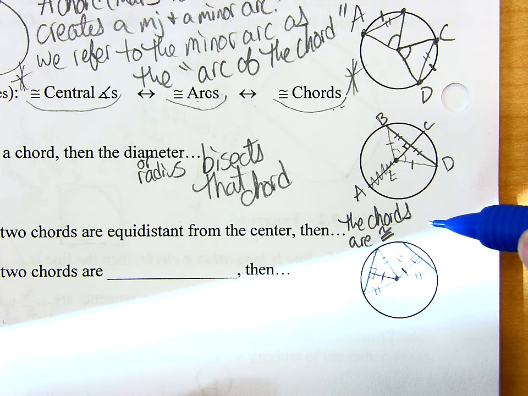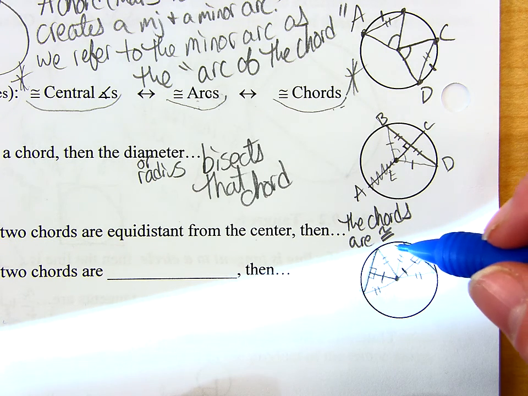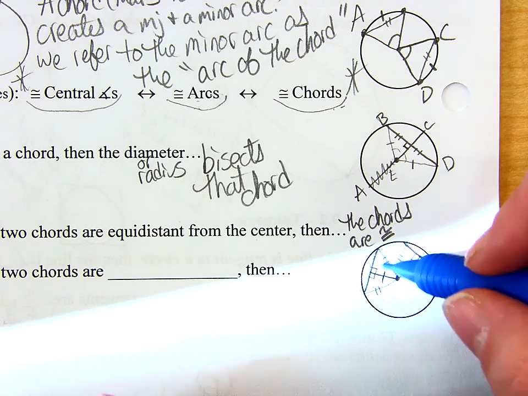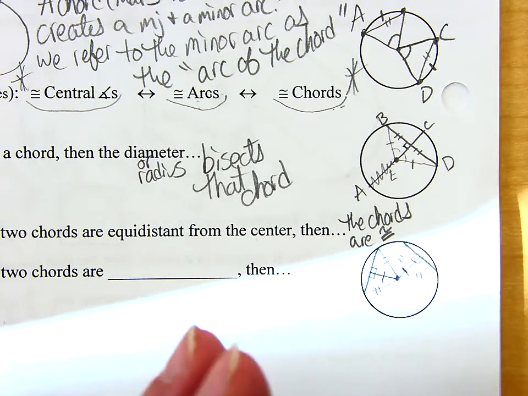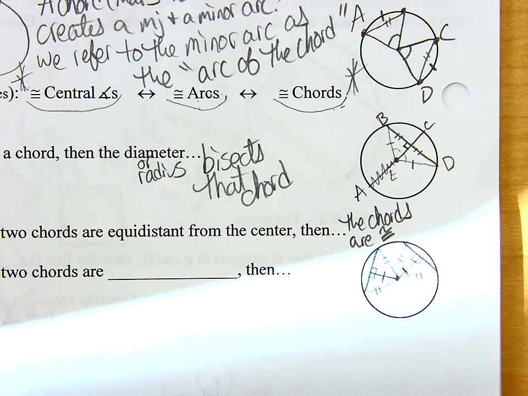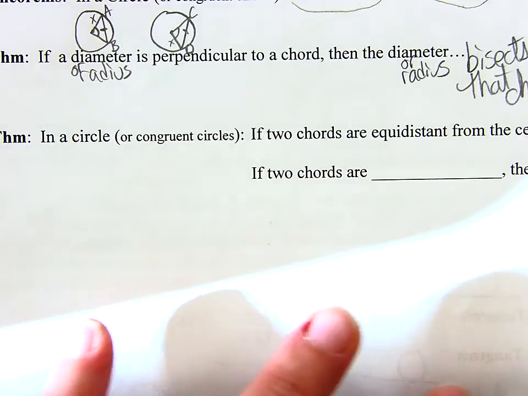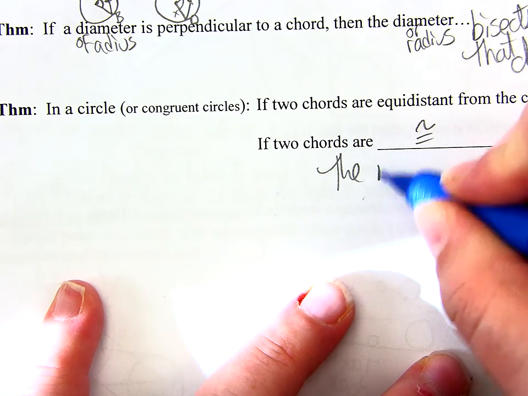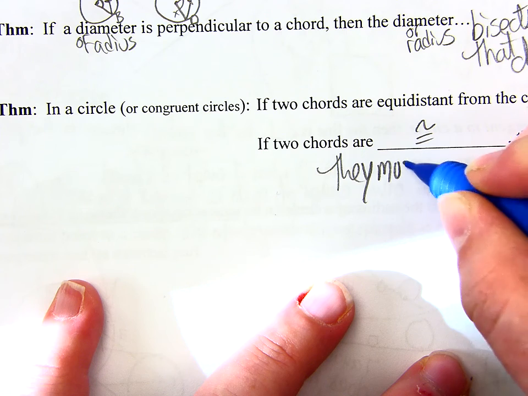Does that make sense? So I'm not just throwing made up stuff. That really is true. So two chords, if they're equidistant from the center of the circle, they have to be congruent to each other. And you can say it the other way around. If the two chords are congruent, then they must be the same distance from the center. Correct.